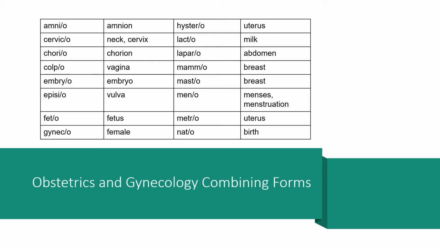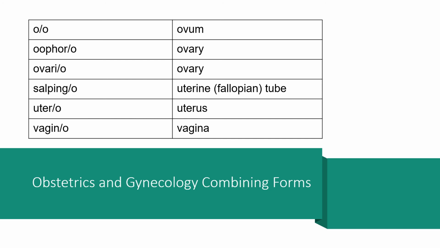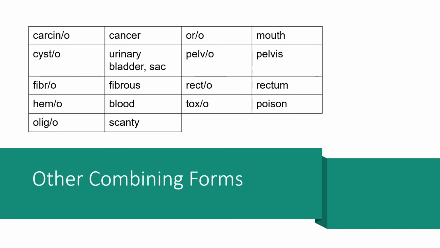Amnio, cervical, choreo, colpo, embryo, episio, feto, gyneco, hystero, lacto, lepero, mammo, masto, meno, metro, nato. Ooforo, ovario, salpingo, utero, vaginal. And then here are a few other combining forms that you need to know how to pronounce. Carcino, cysto, fibro, hemo, oligo, oro, pelvo, recto, toxo.